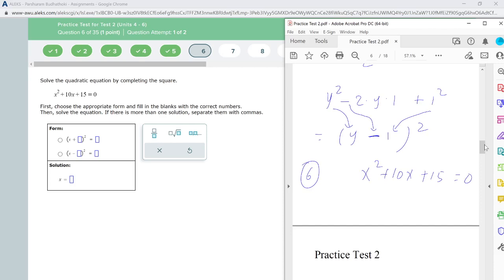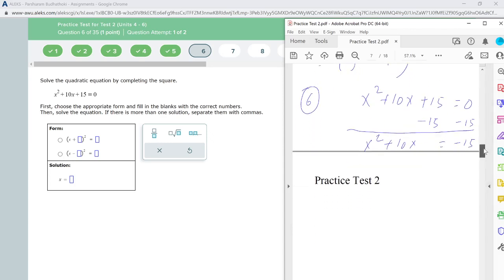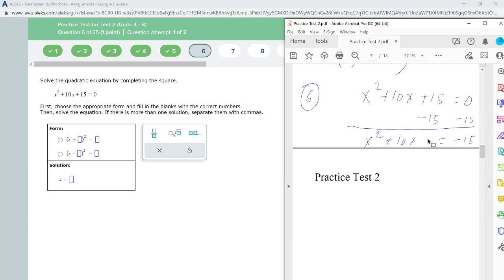Okay, bring this constant to the right side, meaning just subtract that number from both sides. That gives you x squared plus 10x equals negative 15. Now complete the square on the left side. Since you cannot just add a number on the left side, you have to add the same number on both sides. So in this case, to complete the square on the left side, you have to add the square of the number coming from when you divide 10 by 2.